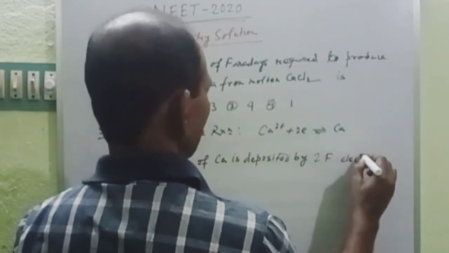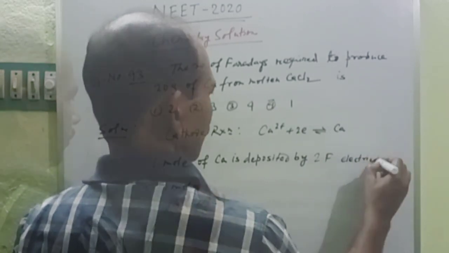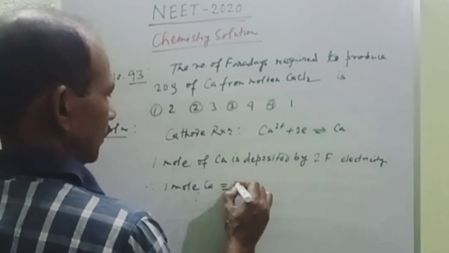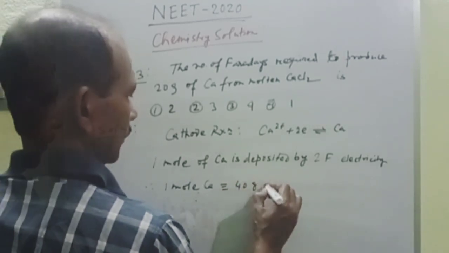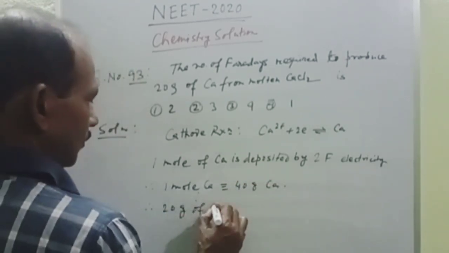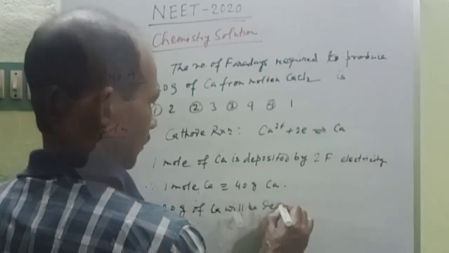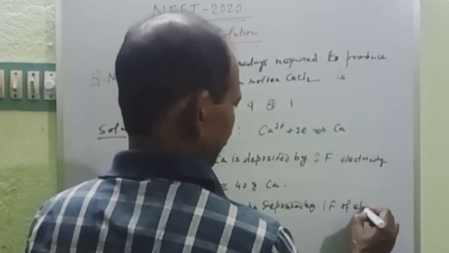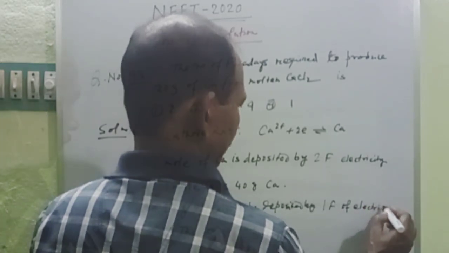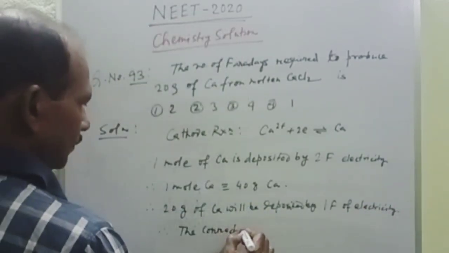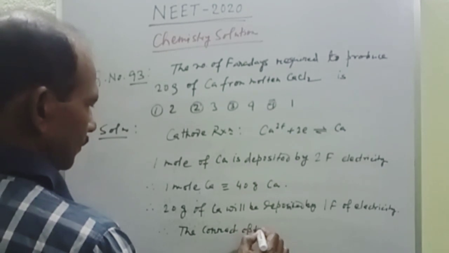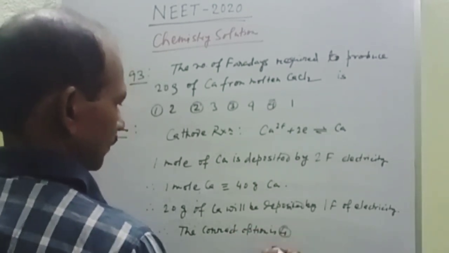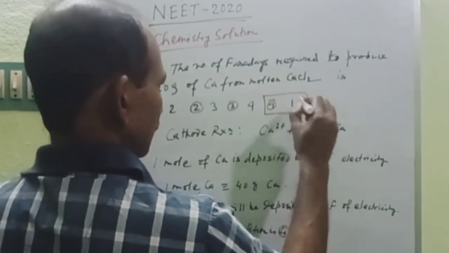Question number 93. The number of Faradays required to produce 20 gram of calcium from molten calcium chloride. The cathode reaction is Ca2+ plus 2e- gives calcium. 2 electrons are involved to deposit 1 calcium 2+ ion. That means 1 mole of calcium is deposited by 2 Faradays of electricity. 20 gram calcium, that means half mole of calcium, is deposited by 1 Faraday of electricity.